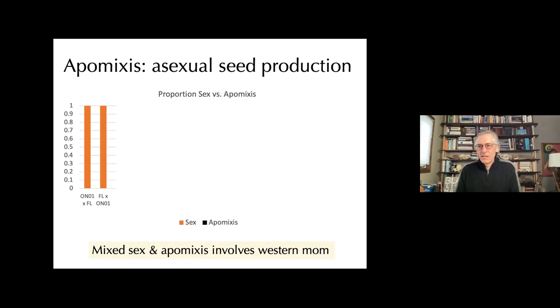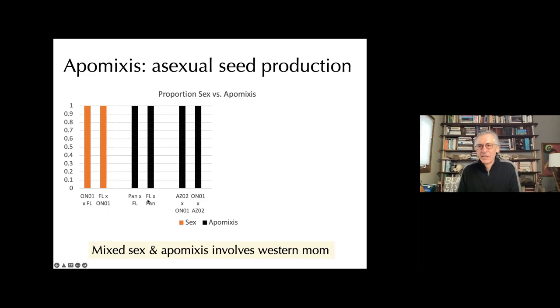Here is a cross between Ontario 1, Algonquin, and Florida 1, Tallahassee, and they make sexual offspring. Great, just as you would expect, two eastern populations. Here's a cross between Panama and Florida. No matter which direction you cross them, every offspring produced is produced asexually. It's a clone of mom.